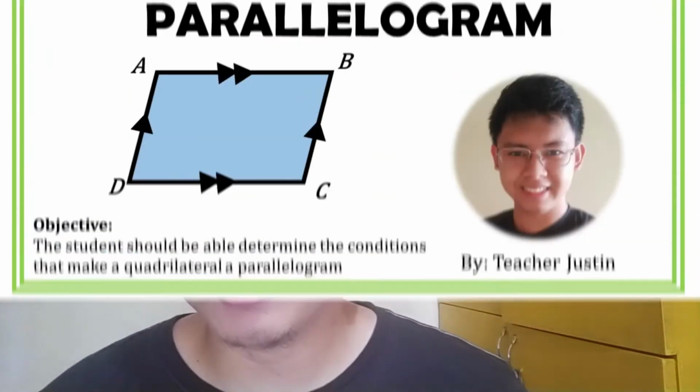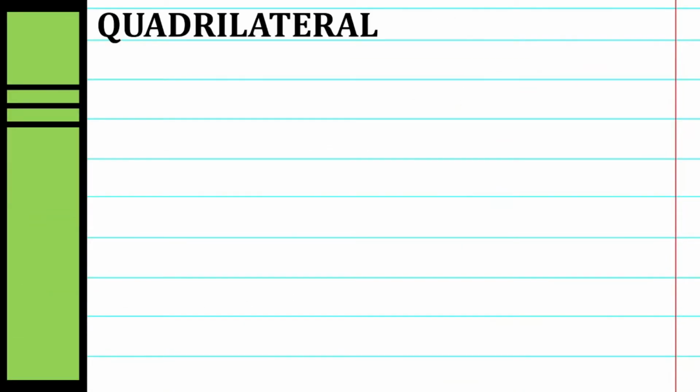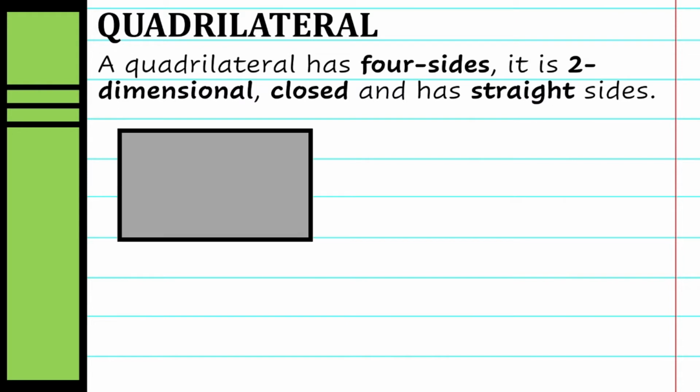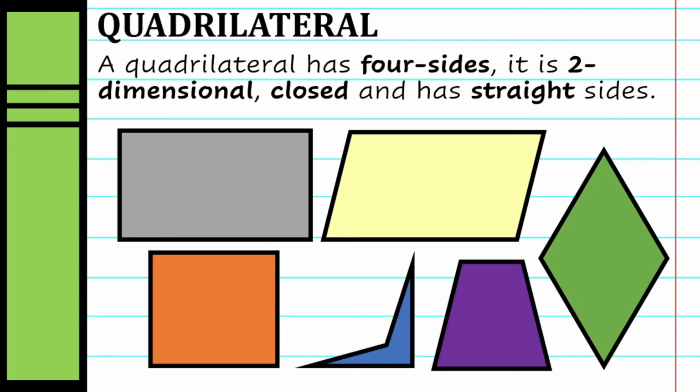On today's topic, we're going to identify the properties of a quadrilateral and parallelograms. Okay, let's talk about quadrilaterals. A quadrilateral has four sides. It is two-dimensional, closed, and has straight sides. Here are some examples of quadrilaterals, as long as they have four sides and it is a two-dimensional figure.